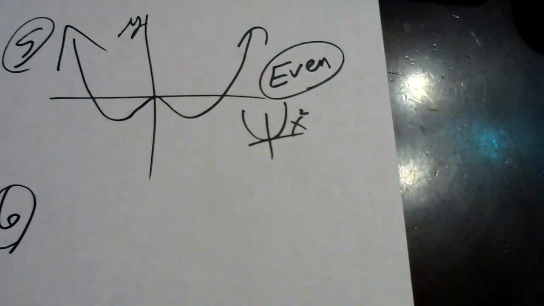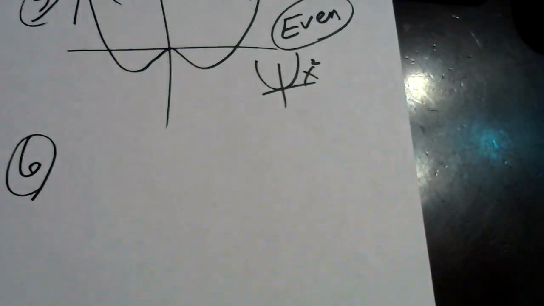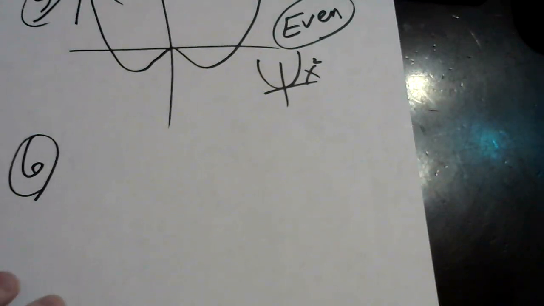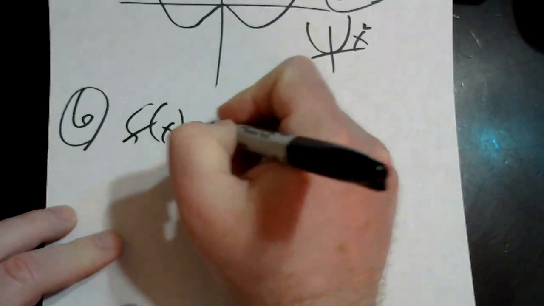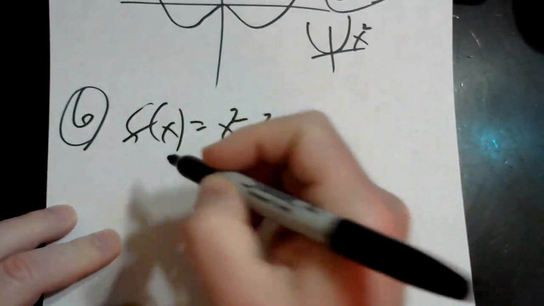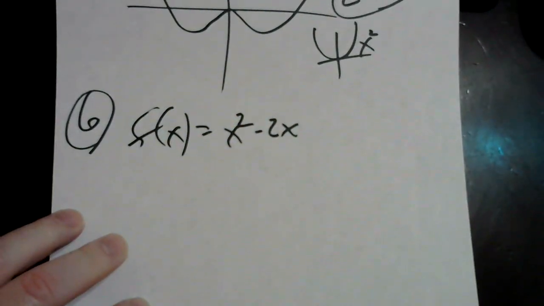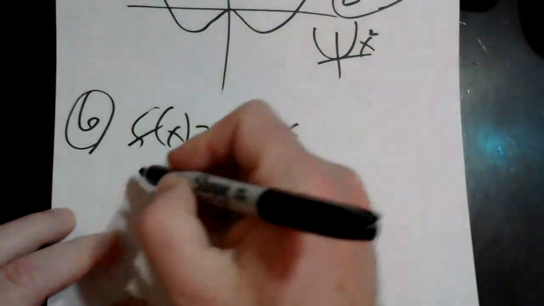Number 6 from the review is really number 3 from section 4.2. And on this one, we're supposed to review the notation for the sum, difference, product, and quotient of two functions. And this one is number 3. It looks like the functions are x squared minus 2x and 1 plus x.